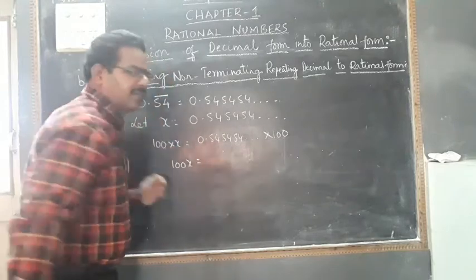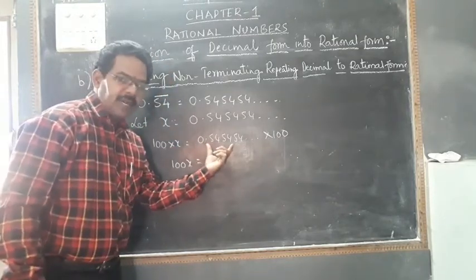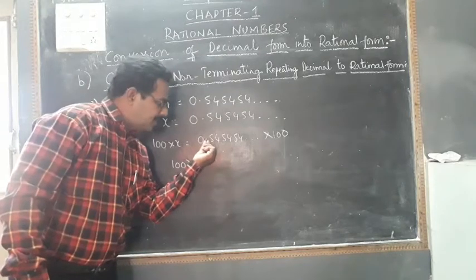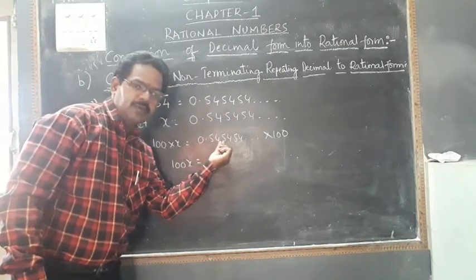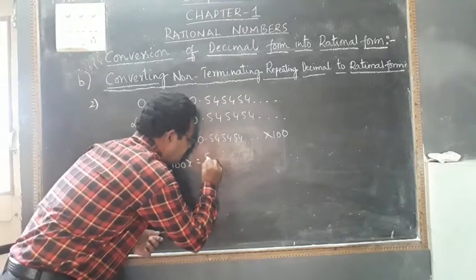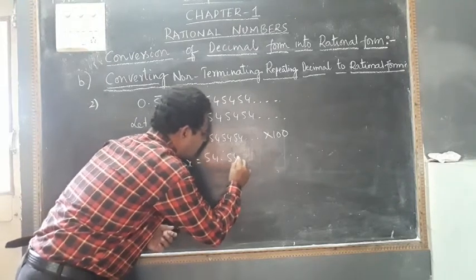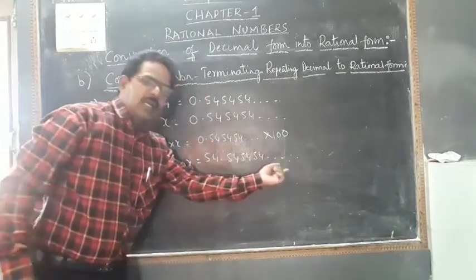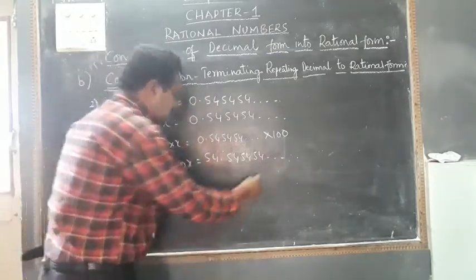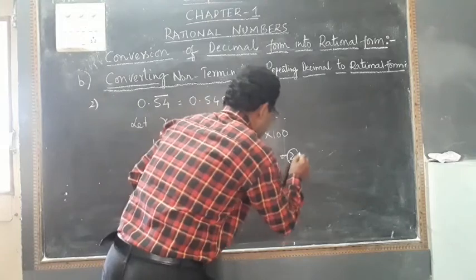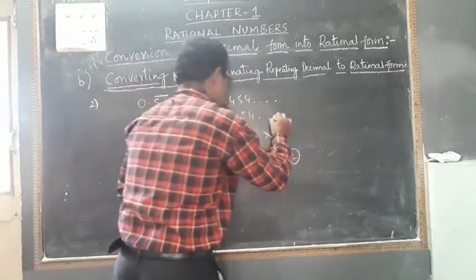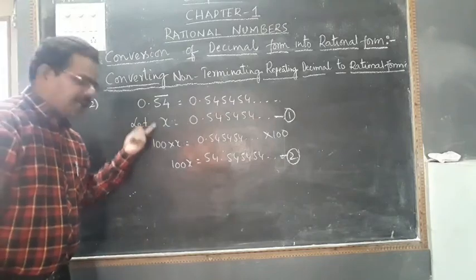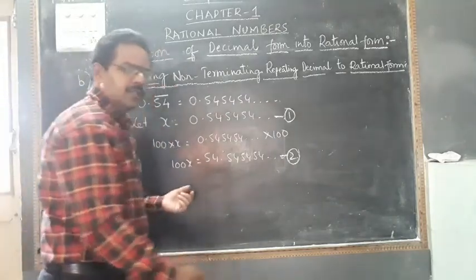100 into x is equal to 100x. We are multiplying with 100. The decimal form is multiplied with 100. So the decimal point will jump after two decimals, two digits. That means 54.545454. I told you these all are unlimited. So this can be considered as second equation and this can be considered as first equation. Again 1 and 2, we have to subtract.